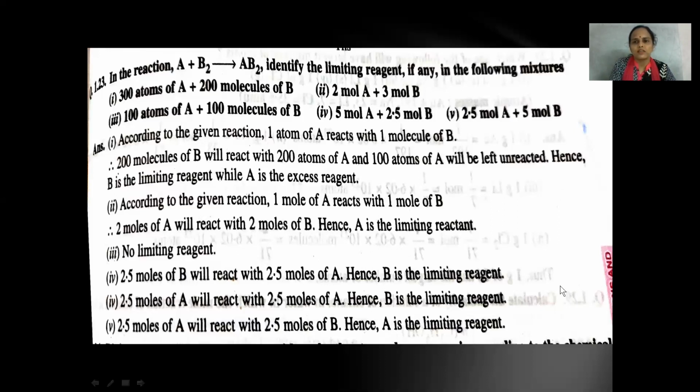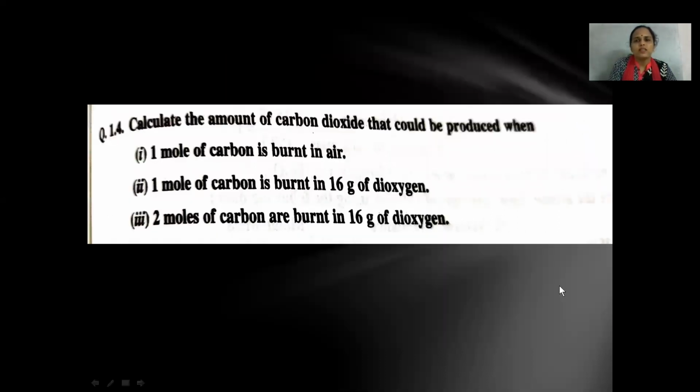Let's go to the next problem. The question is, calculate the amount of carbon dioxide that could be produced when 1 mole of carbon is burnt in air, 1 mole of carbon is burnt in 16 gram of oxygen, and 2 moles of carbon are burnt in 16 gram of oxygen. If such a question comes in your exam, first write down the stoichiometric relation, that is the chemical equation. Carbon reacts with oxygen resulting in carbon dioxide. That means 1 mole of carbon reacts with 1 mole of oxygen to form 1 mole of carbon dioxide.